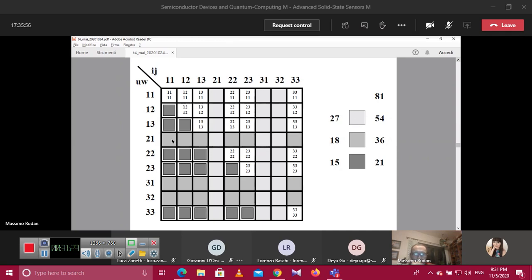Then we eliminate, just in the same way, rows 2, 1, 3, 1, and 3, 2. But at this point, since the light gray elements were already eliminated before, we eliminate only 6 elements for these 3 rows. Okay, so they are the slightly darker gray elements. 6 from this one, 6 from here, and 6 from here. So we eliminate 18 and we are left with 36.